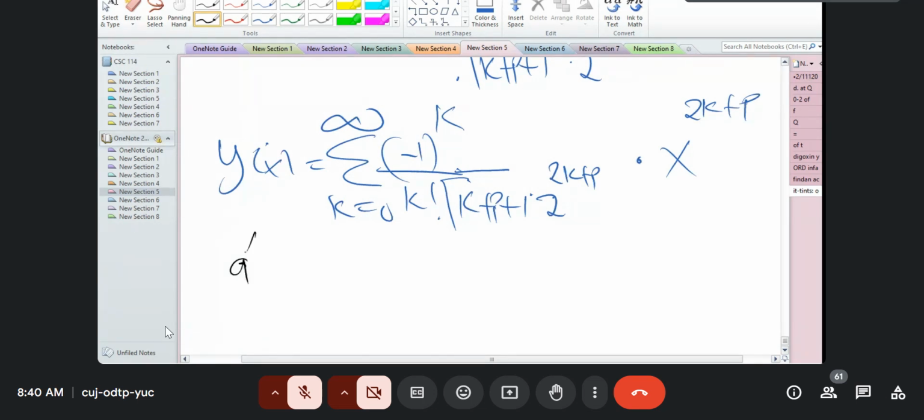If I have a raised to power x divided by b raised to power x, we can write this as a divided by b, the whole thing raised to power x, right? Yes.